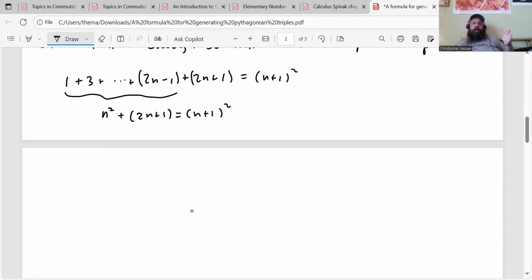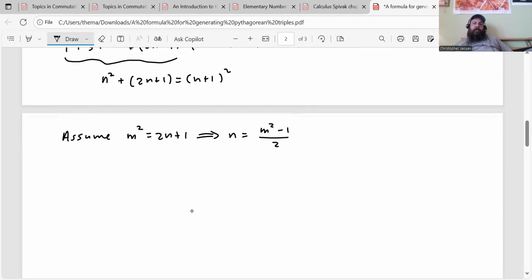All right, and now we're assuming that we went far enough out into the sequence of odd integers such that 2n plus 1 is a perfect square. So we'll assume m squared equals 2n plus 1, and then I can solve for n. So n will be (m squared minus 1) over 2, and I can replace n with (m squared minus 1) over 2 in the formula that I have up above.